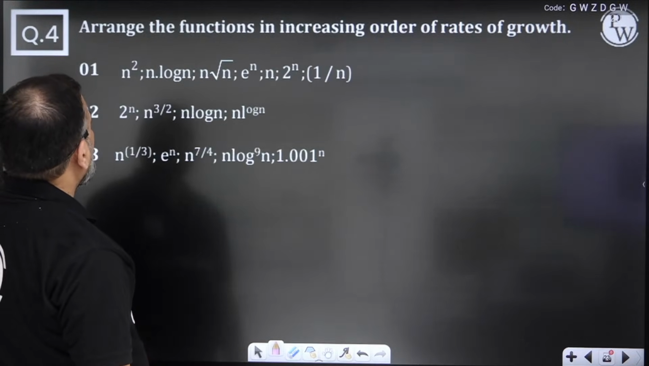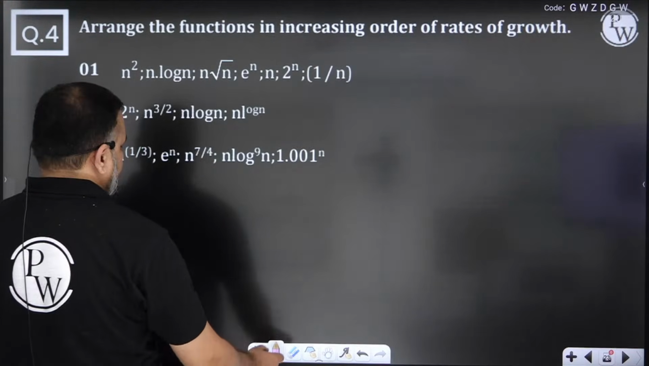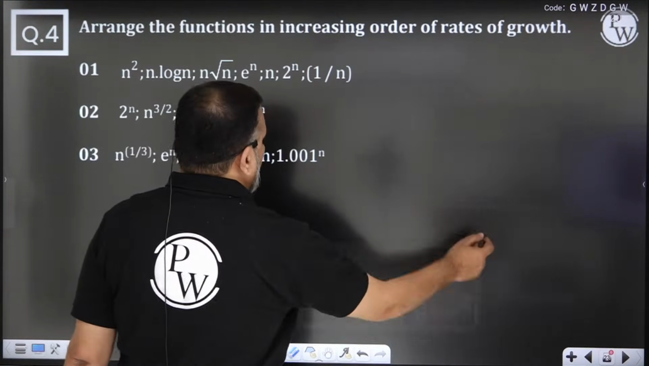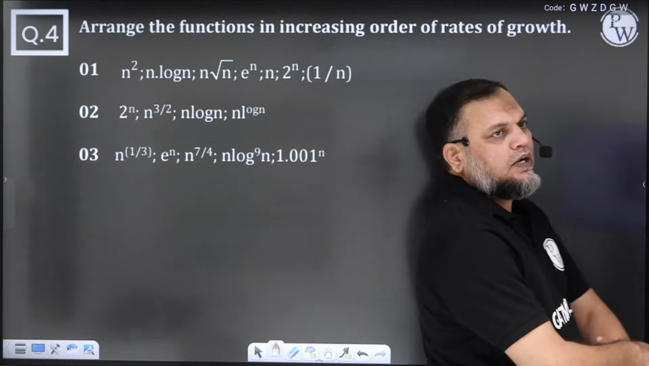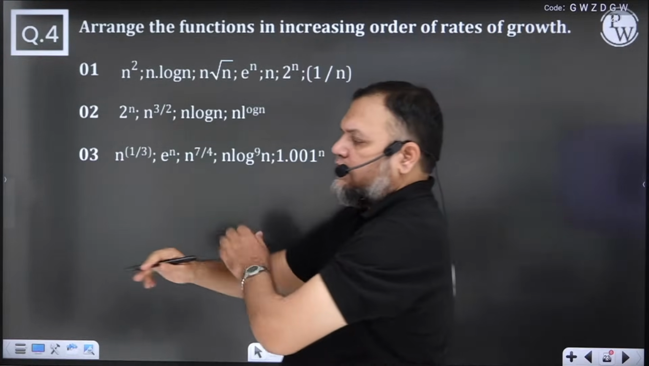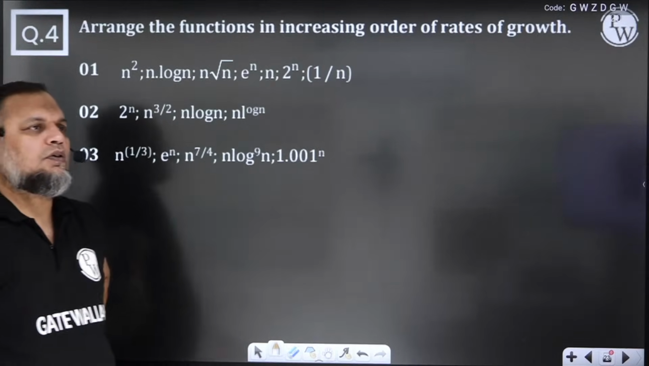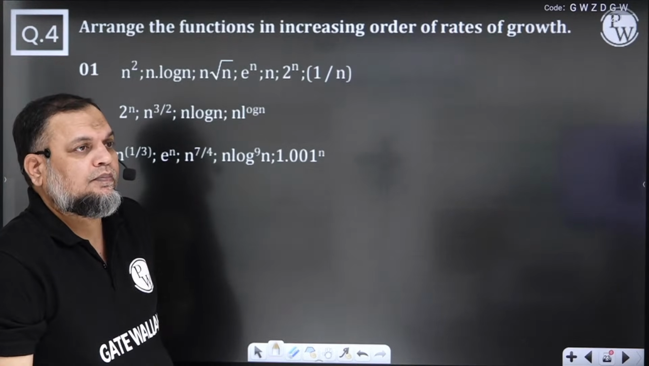ठीक है, ये क्वेश्चन लूंगा मैं. ये फंक्शंस को arrange them in increasing order of rate of growth. Come on, arrange these functions in increasing orders of rates of growth. ये भी आपको एक टेस्ट करेंगे कि you can test yourself, ability of mathematical ability to decide which function is smaller and which function is greater.